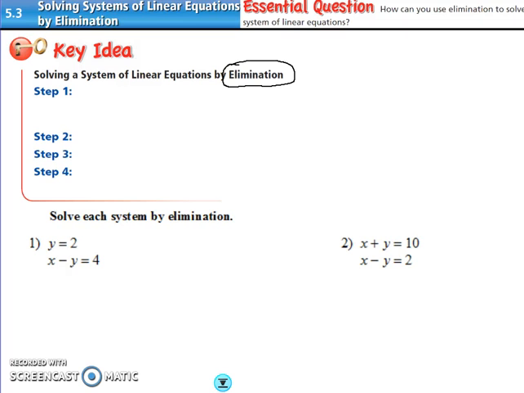To introduce elimination, we're actually going to start with step 2, which is add or subtract the equations to eliminate one of the variables. Now, in example 1, I have y is equal to 2, and we're also told that x minus y is equal to 4. Now, if I want to isolate x, I can go ahead and simply add y to both sides. If I add y to both sides, we notice that on the left-hand side, x is now isolated. And on the right-hand side, I have 4 plus y.